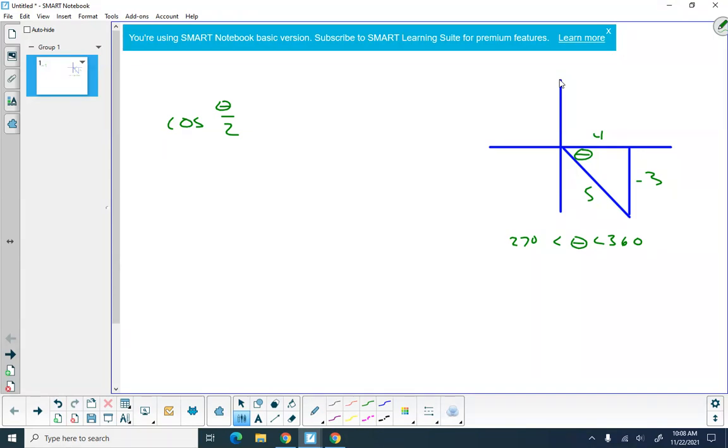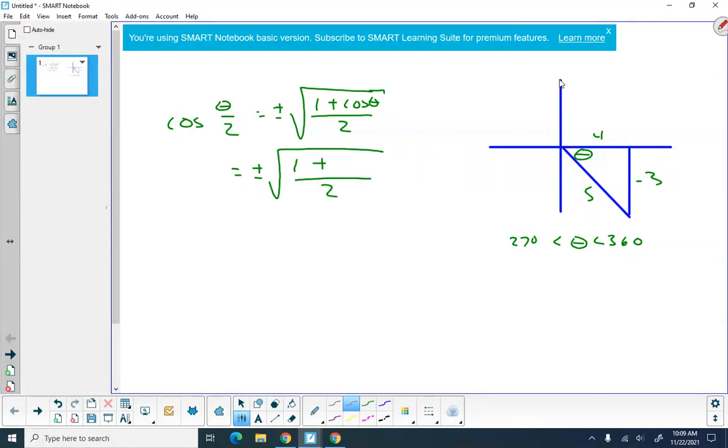Now, when dealing with cosine of half theta, if we pull off from our equation sheet, we have plus or minus the square root of (1 plus cosine of theta) divided by 2. And that's what we can pull from our formula sheet. So subbing in, we have to find the cosine of theta. Well, the cosine of theta from our triangle, cosine is adjacent over hypotenuse, we have 4 over 5 that we could sub in.